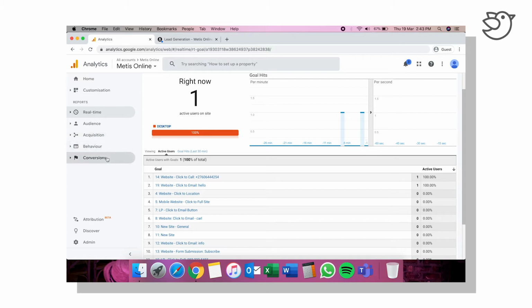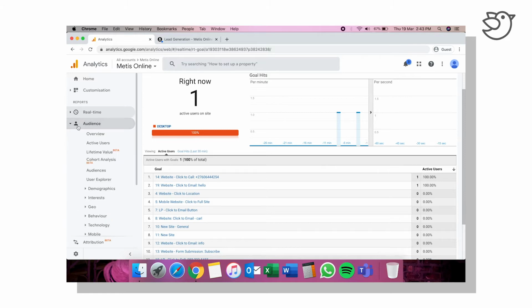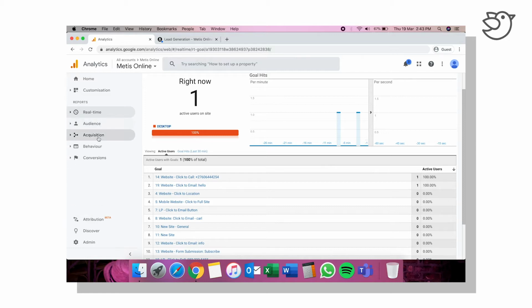These are the ones that you're going to spend the most time in. So audience, for me, I just ask myself the question of who is coming to my website. Any sort of demographics that you want to know about the actual person, the actual users coming to your website, you'll find under here.